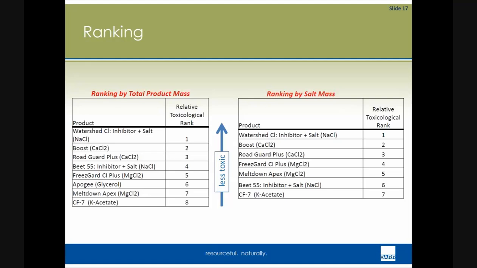Any questions about that ranking? There's a lot that went into calculating that. I don't know if there are any questions about the details of the calculations I should go over.